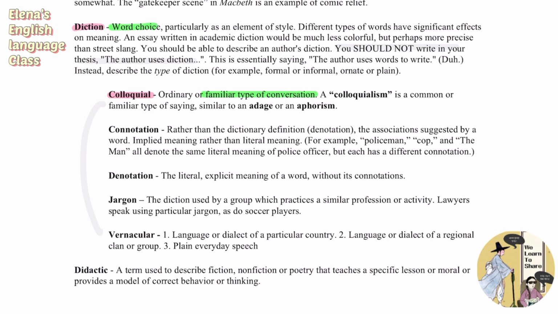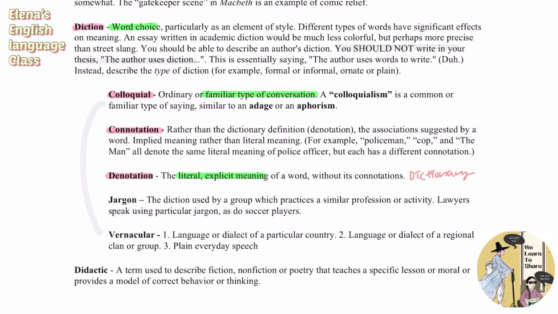And next, connotation. So connotation and denotation, let's look at this together. Connotation is basically the opposite of denotation. First of all, let's look at denotation first. Denotation is the literal and explicit meaning of the word without its connotation. So it's an explicit meaning, something that comes out in a dictionary. You can remember this by D and D, okay? So denotation is the dictionary, literal, explicit meaning of a word.